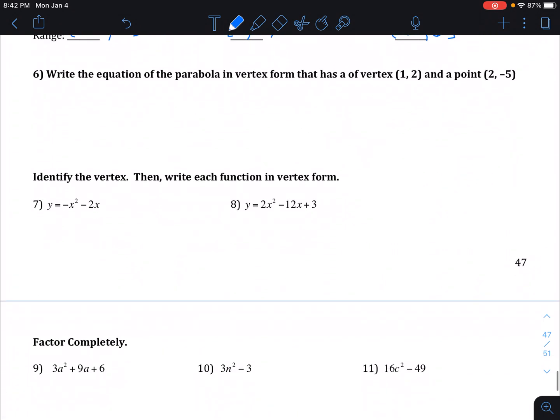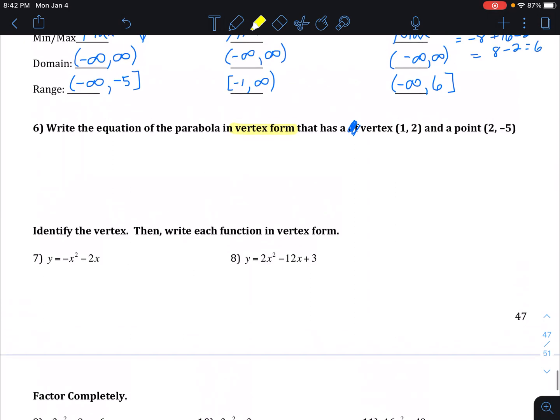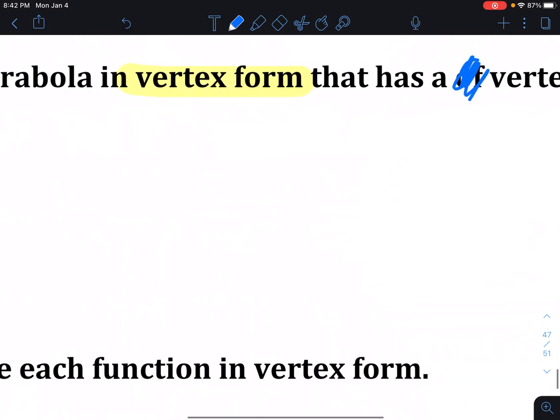Okay, next up, write the equation of a parabola in vertex form that has a vertex (1, 2) and a point (2, 5). So if we want to write it in vertex form, let me write down the form I want it in.